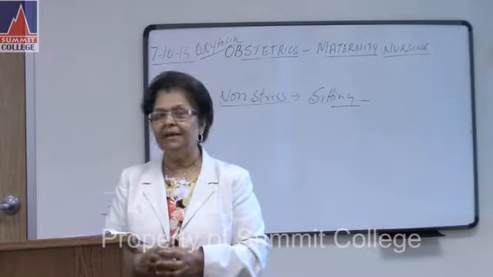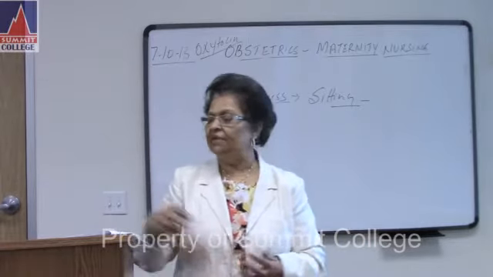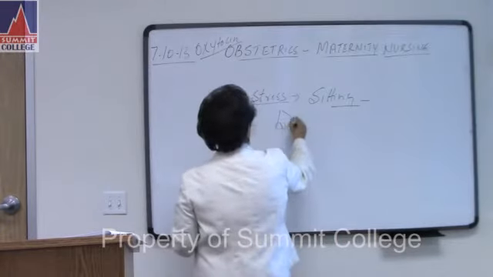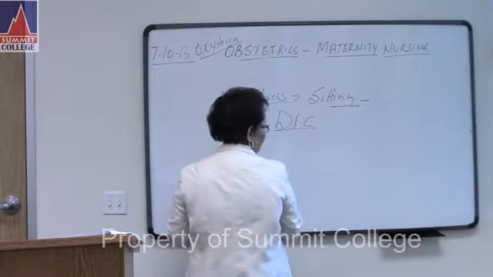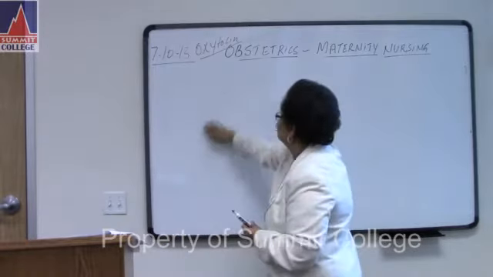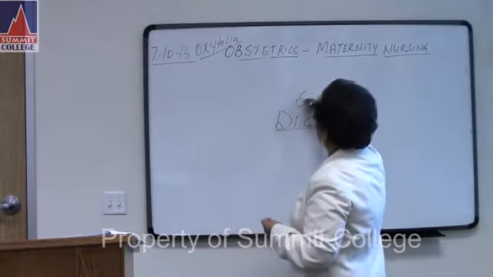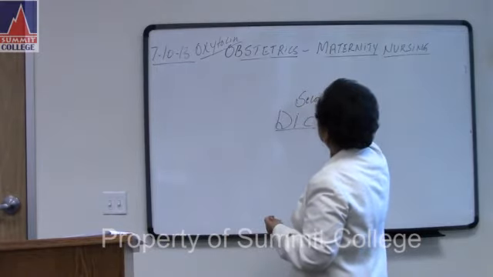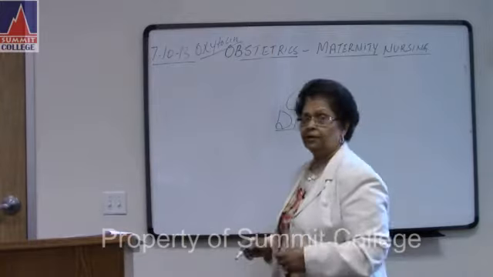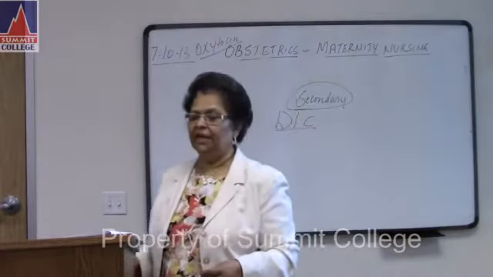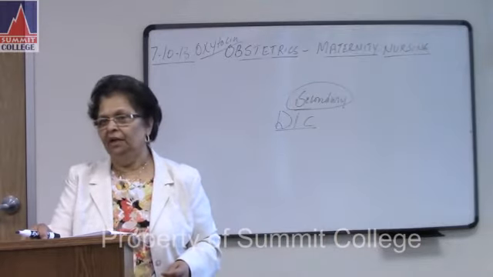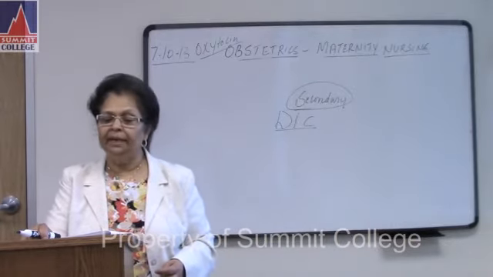Next is disseminated intravascular coagulation. Very important wording. It's called DIC. First thing I want you to write down at the top is, this is secondary. That means it's not a diagnosis, but something is going on with the mother, and you monitor the mother. DIC is disseminated intravascular coagulation. That means the mother starts bleeding.